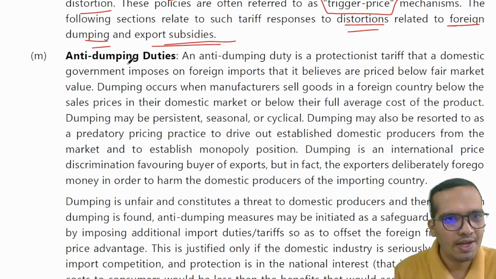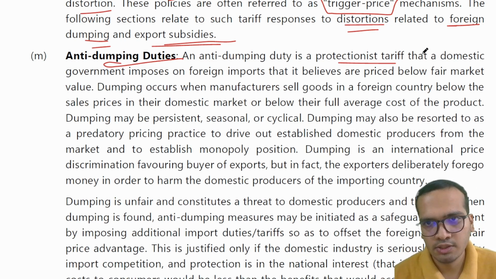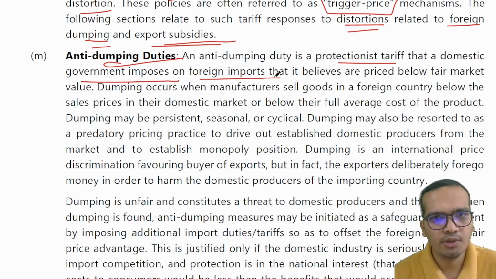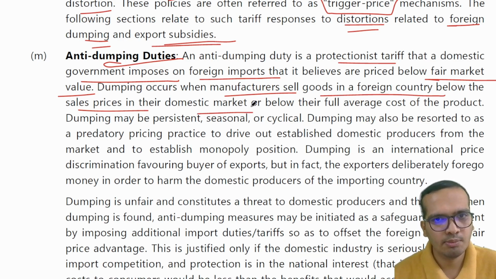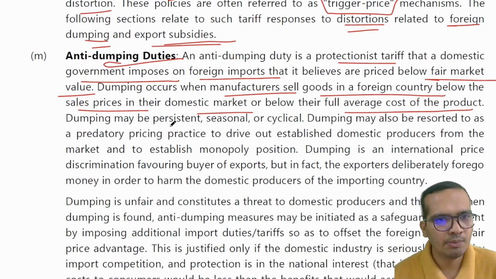फिर आता है एंटी डंपिंग ड्यूटीज़. सो एन एंटी डंपिंग ड्यूटी इज द protectionist tariff that a domestic government imposes on foreign imports that is believed are priced below fair market value. Dumping occurs when manufacturer sells goods in a foreign country below the sale price in their domestic market or below their full average cost of the product. Dumping may be persistent, seasonal, or cyclical.